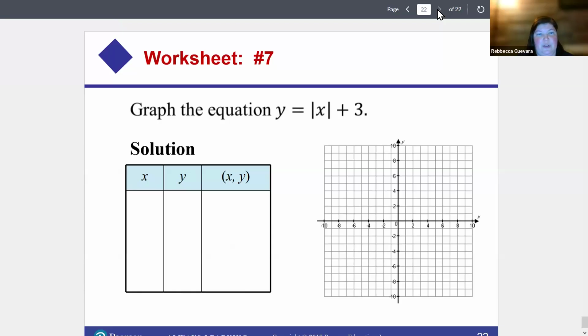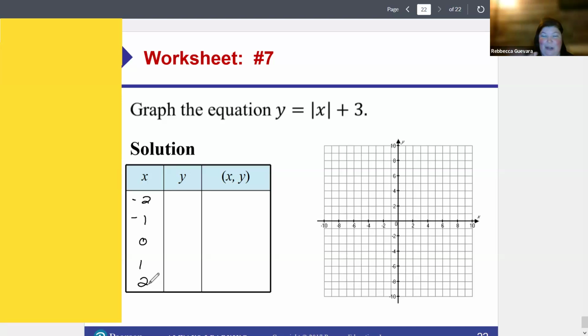So we'll do a similar thing again. We're going to use our negative 1, negative 2, 0, 1, 2. Like I said, if you used other points, that's fine. I'm just using these ones because I know that they're going to work. They're going to fit on my graph. So if x is negative 2, then y is equal to the absolute value of negative 2, plus 3. So that's going to be 2 plus 3, which is then 5.